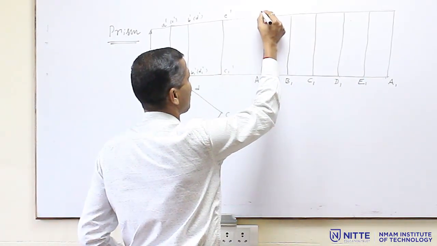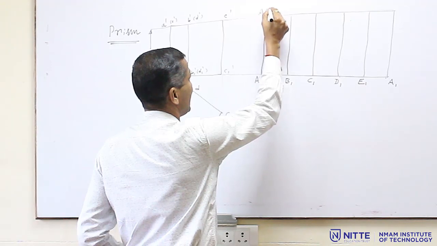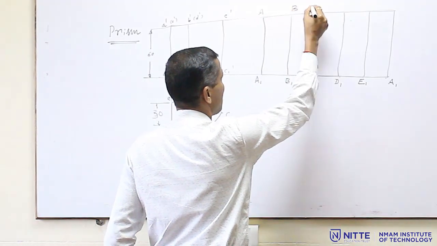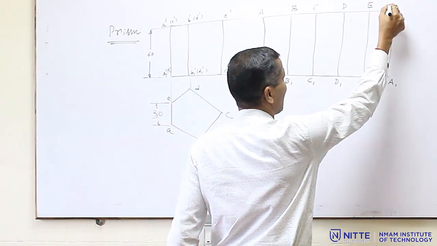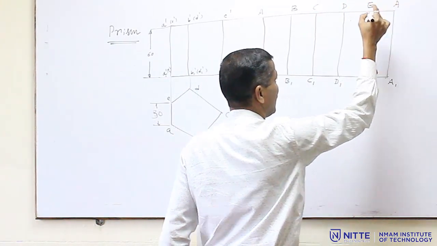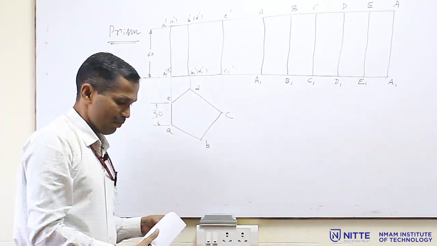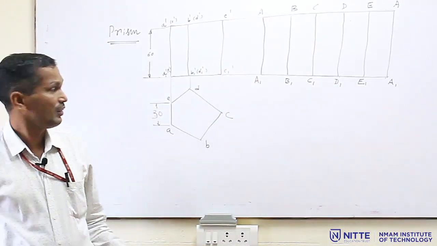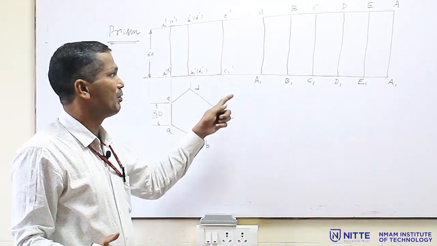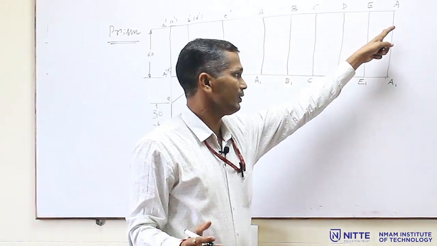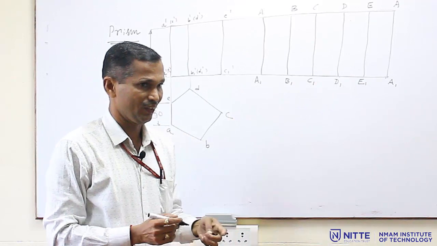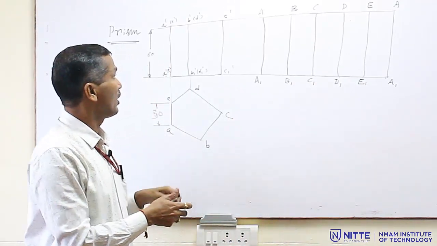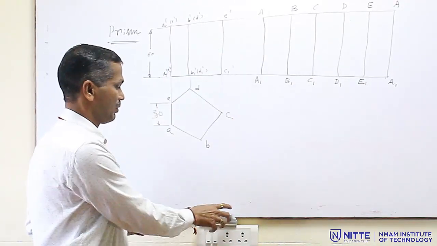Similarly, here the top surface you have to name as A, B, C, D, E, and once again A. Generally, in the projection of solids, we use the lowercase letters, but for the development, we use the capital letters for the naming. So, this is the development of a complete prism.